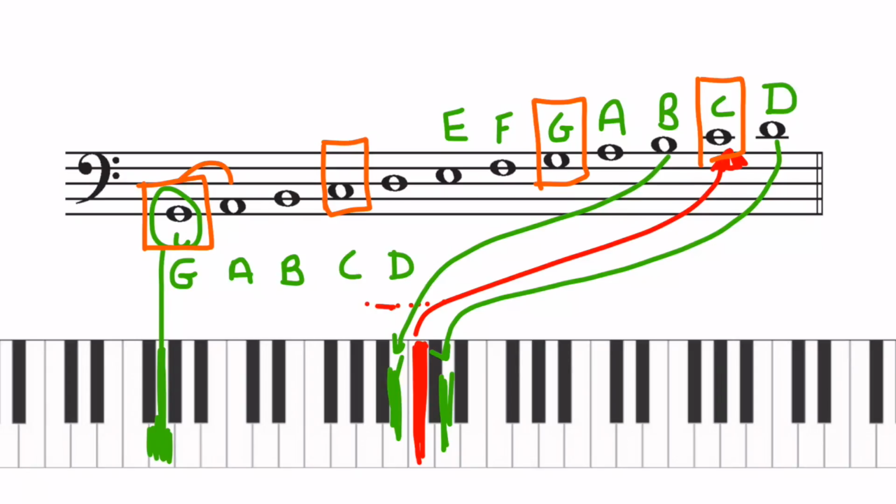A is the note next door, B is the note before C, D is the note after C, then E's after that, then F's before G, A's after G, B's before C, and D of course is the note above C. So you can see that if you just know those basic ones, the rest of them you can work out pretty easily. Stem direction.